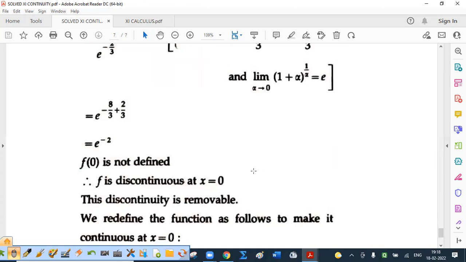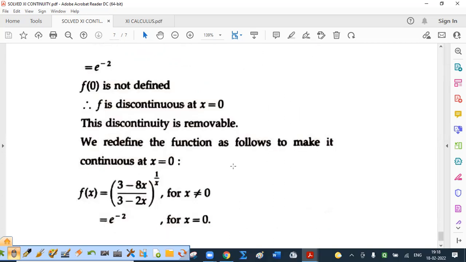f of 0 is not defined. So initially we have to say that f is discontinuous at x equal to 0. But this discontinuity is removable because the limit exists and is finite. So we redefine the function f as follows to make it continuous at x equal to 0. f of x is 3 minus 8x upon 3 minus 2x raised to 1 upon x for x not equal to 0, and f of x equal to e raised to minus 2 for x equal to 0.